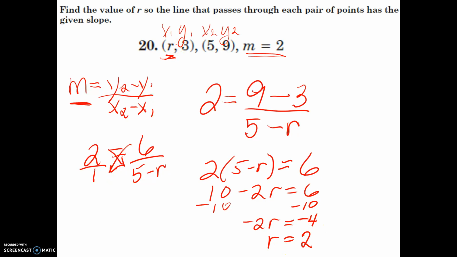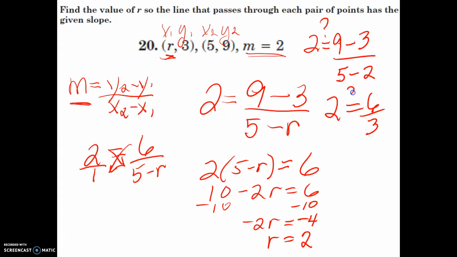To prove that we're right, I can substitute it back into the expression and get 2 is equal to 9 minus 3 over 5 minus 2. Is 2 equal to, that's our question, 6 over 3? And we know that 2 is equal to 2, and therefore it checks.